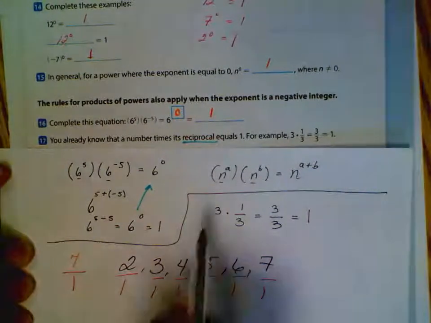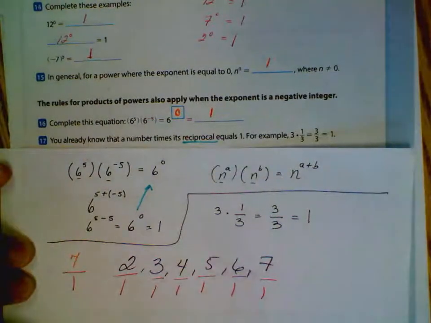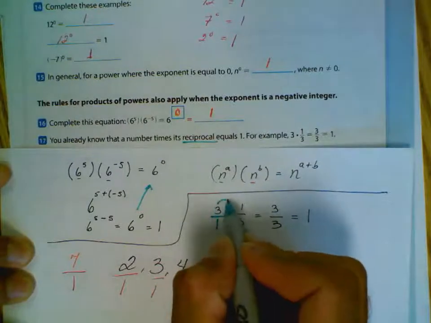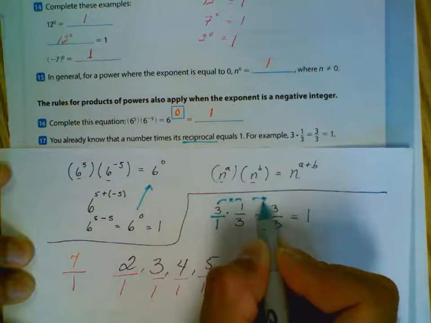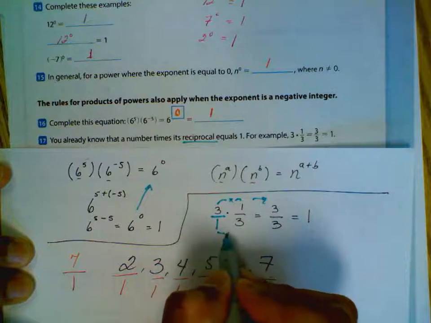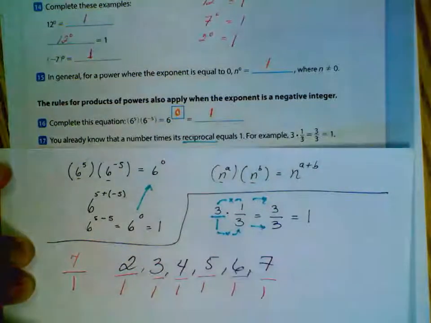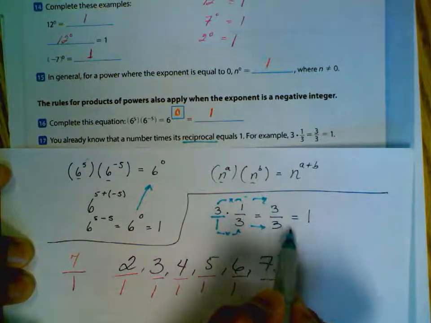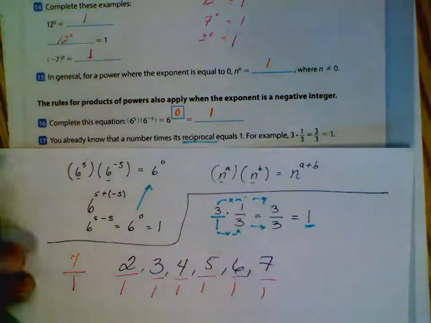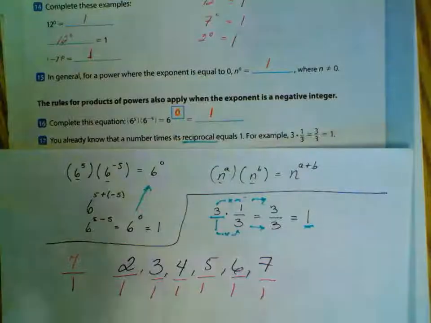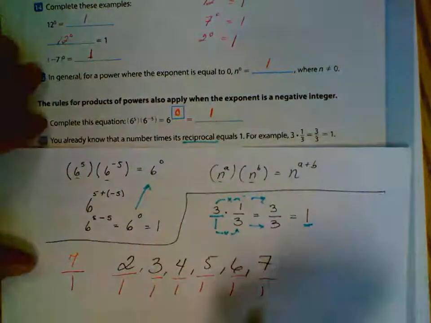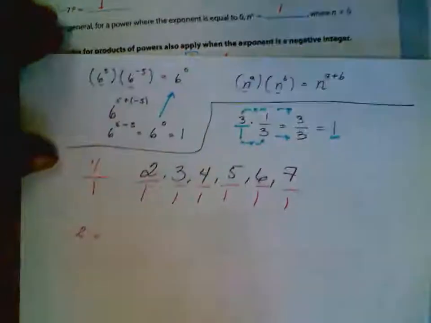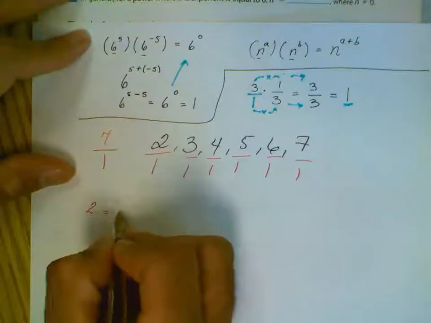Okay? So in this case, you have 3 times 1/3. What is the denominator? 1. So 3 times 1 equals 3. 1 times 3 equals 3. So you have 3 over 3. If you divide, 3 divided by 3 equals 1. That's the reciprocal. Now, what is the reciprocal of 2? It is 1/2.